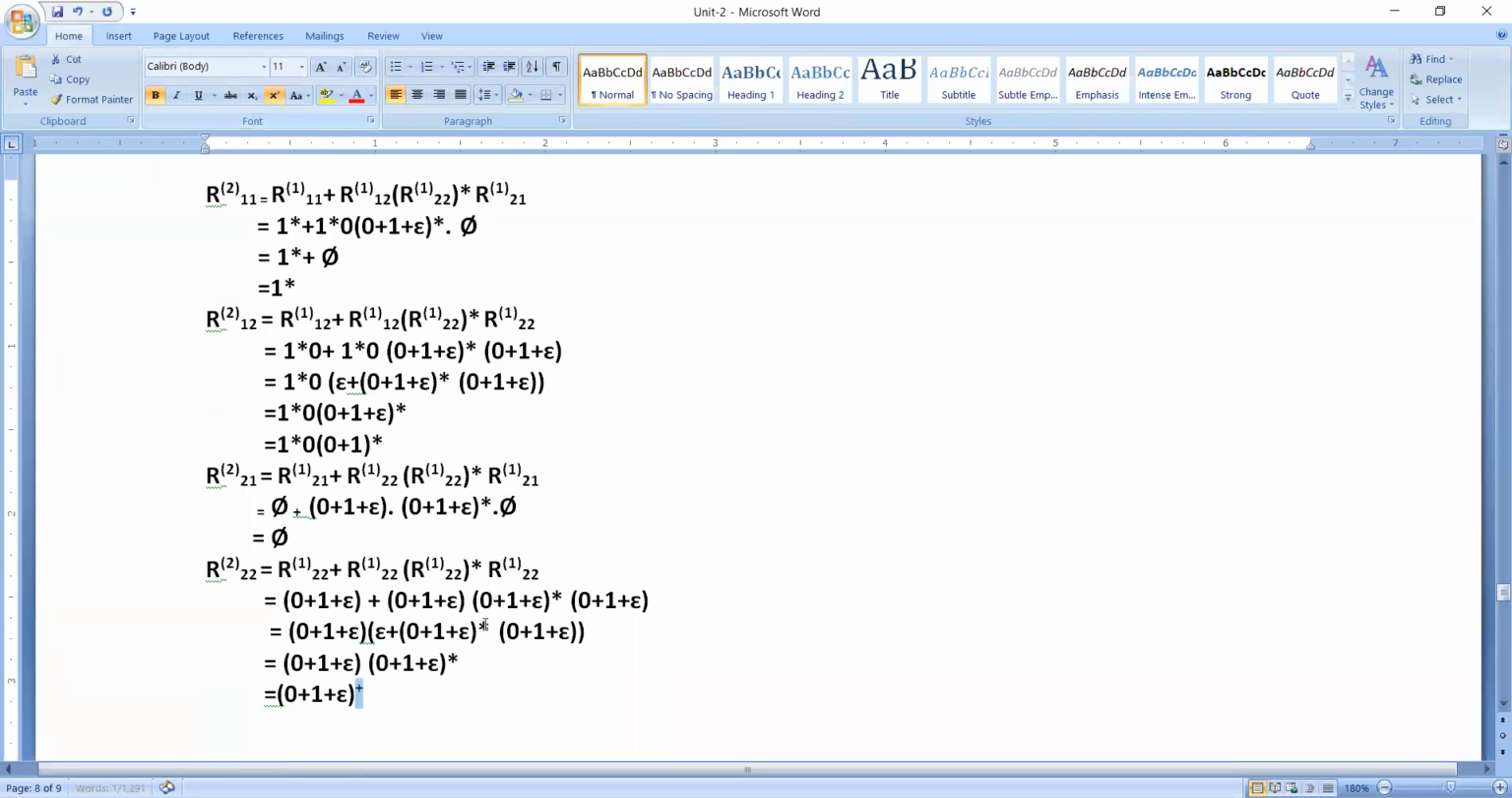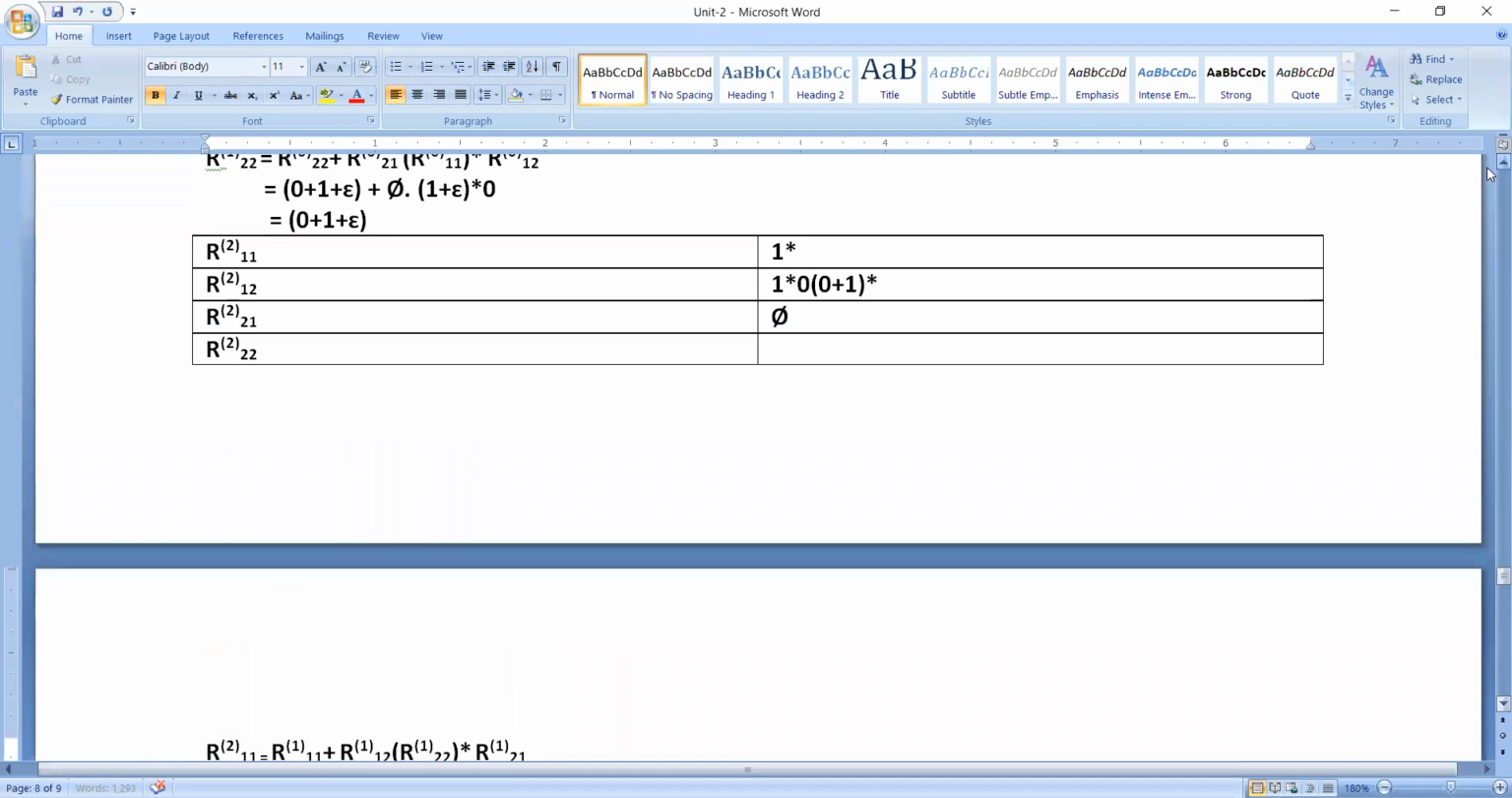Now if you further simplify this, it will result in, wait a second, if you further simplify this, it will result in 0 plus 1 whole star. So finally, what is that? It will result in 0 plus 1 whole star. Okay. So with this, we have finished constructing our table.